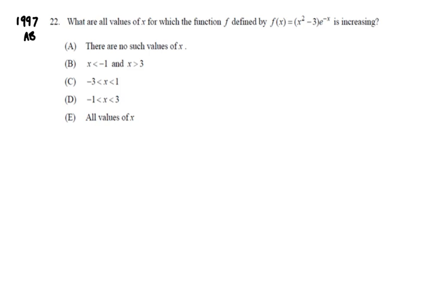In 1997, AB 22, the question asks, what are the values of x for which the function f, defined by f of x equals the quantity x squared minus 3 times e to the negative x, is increasing? So what we really want to find out is where f prime of x is greater than 0. The bottom line is that f of x increases when f prime of x is greater than 0. So we need to find the first derivative and find out where it is positive.